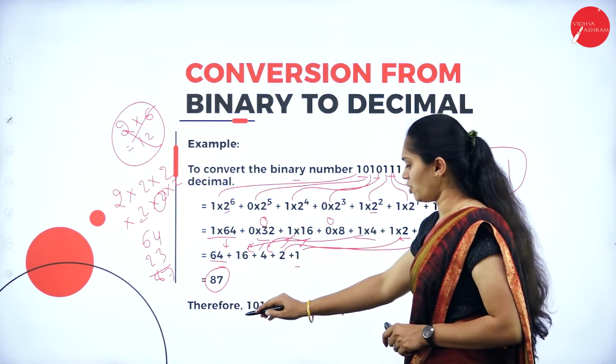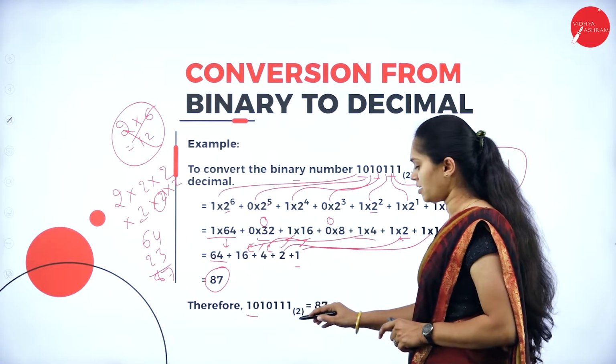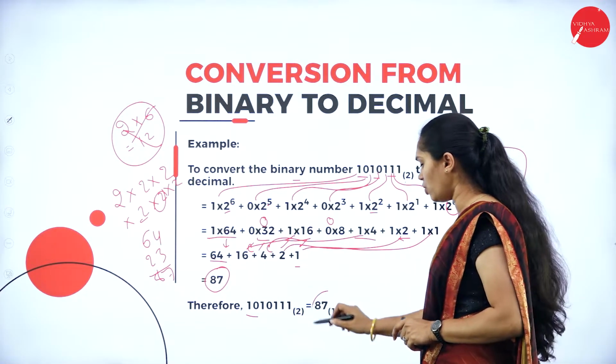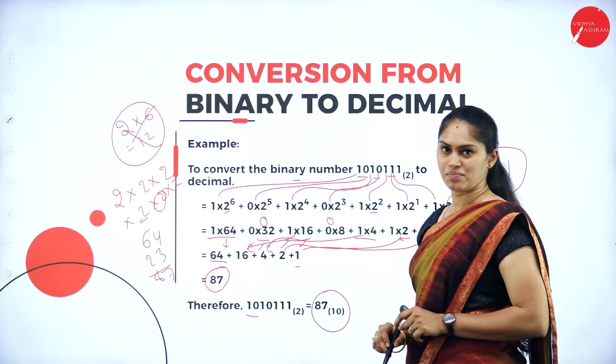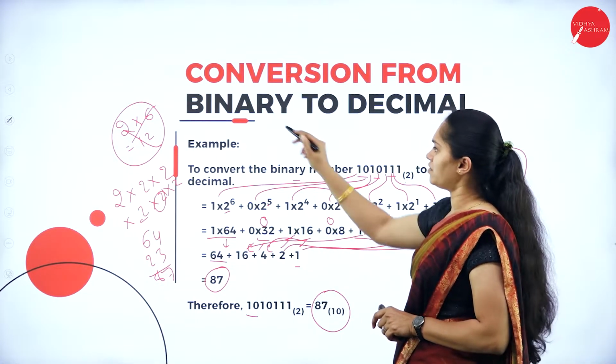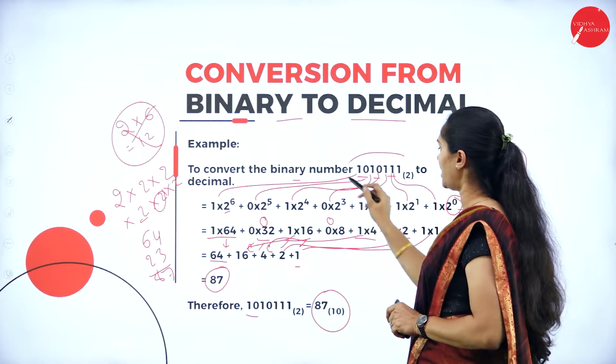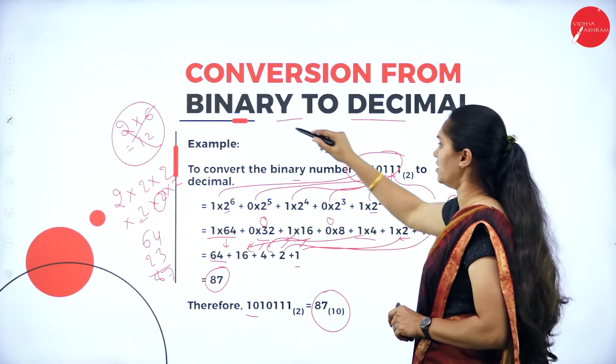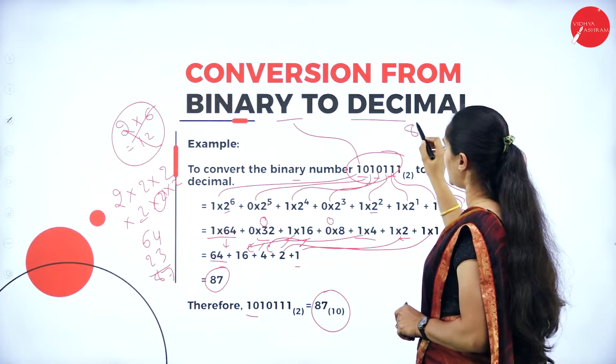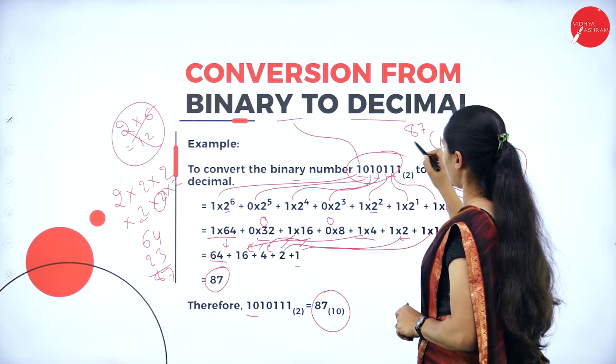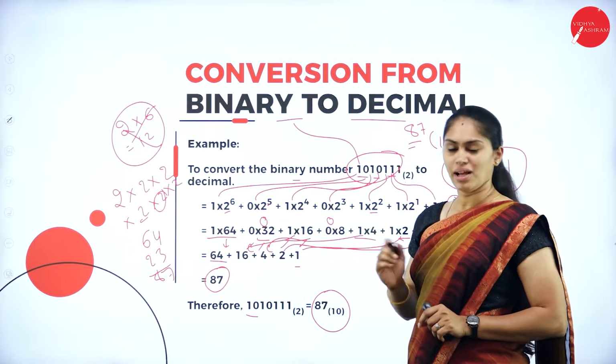So, therefore, 10101111 of base 2 is equal to 87 base 10. Fine. This is how we are going to convert from binary to decimal. My input was this binary number. Now, I got the equivalent 87, which is of base 10. That is a decimal number.